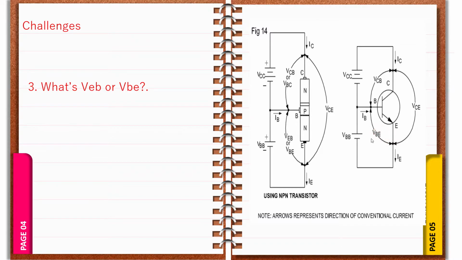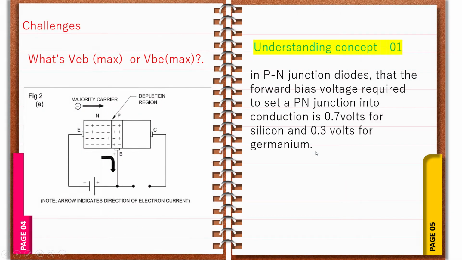Next, what is VEB max? Or VBE max? I already told you what VEB is: the voltage across the emitter and base terminals, that voltage we call VEB. So what is VEB maximum? To understand this maximum voltage across VEB, we will go step by step first.